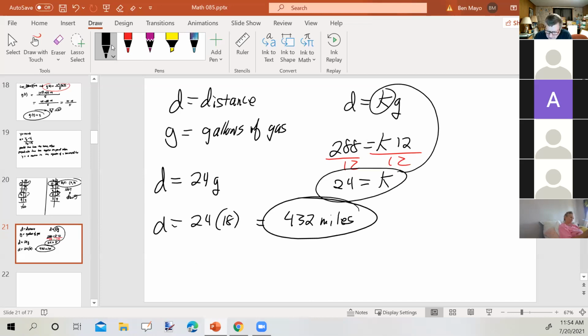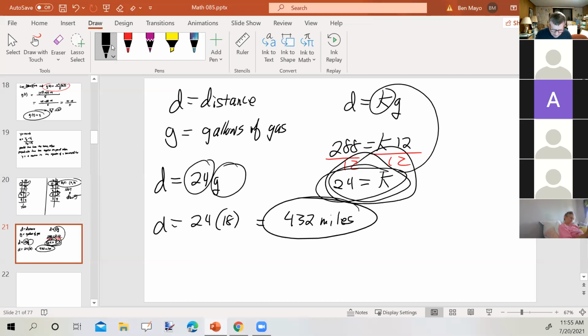No. Let me ask you this. This number we came up with, 24, what does that represent? I know it's the variation constant, but what does that represent in terms of the vehicle traveling? Anybody? This vehicle gets 24 miles per gallon. That's its gas mileage rate. Because if you take 24 miles per gallon times the number of gallons, you're going to get the total distance. I don't know if that makes sense or not, but anyway.